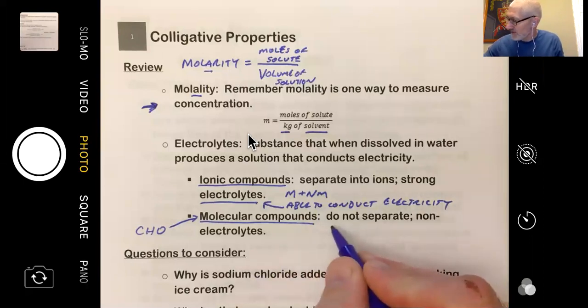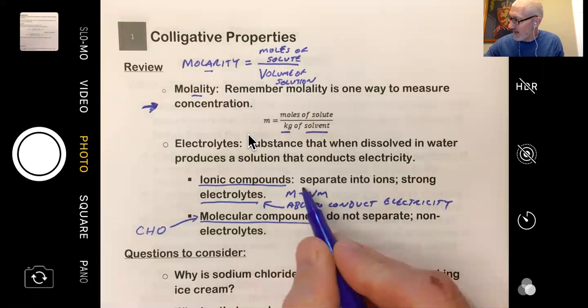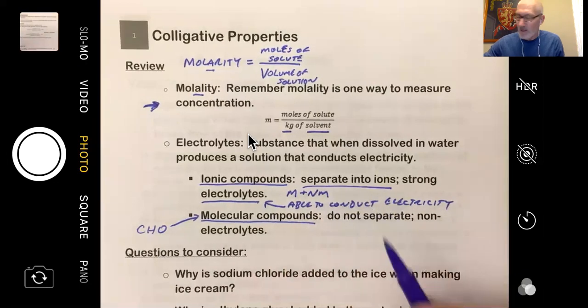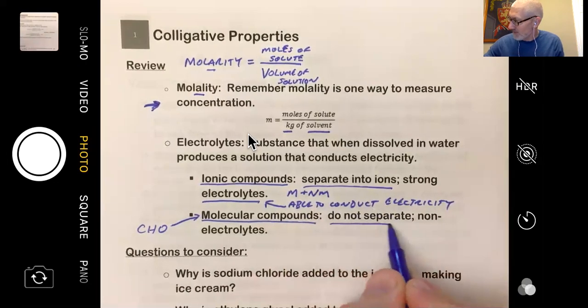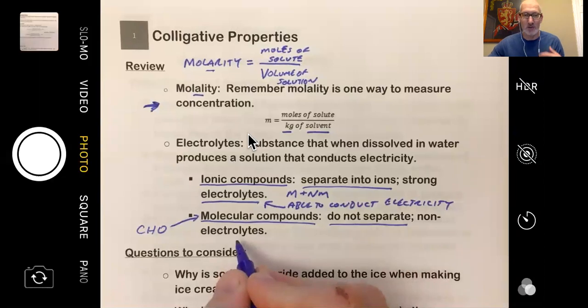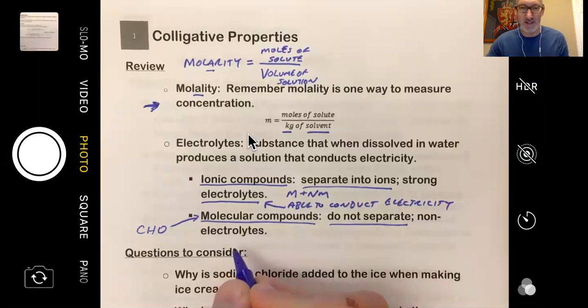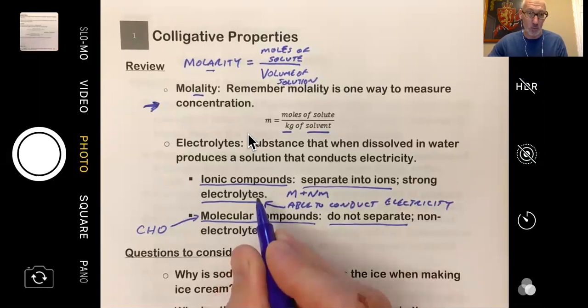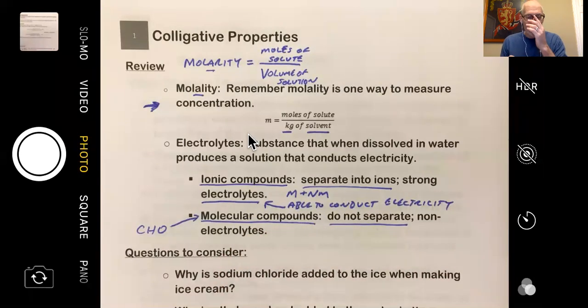So the key here is that ionic compounds separate into ions when you dissolve them. Molecular compounds do not separate. And because there are not any ions floating around, those are called non-electrolytes. So sugar water would not conduct electricity. Salt water would conduct electricity. So I'm going to pause for a second. Any questions so far from you guys?